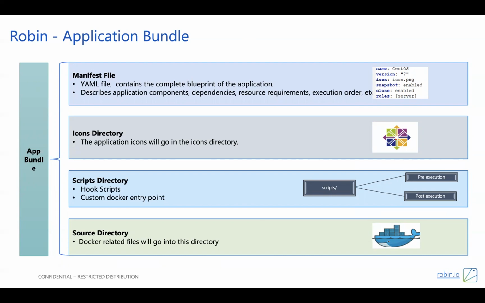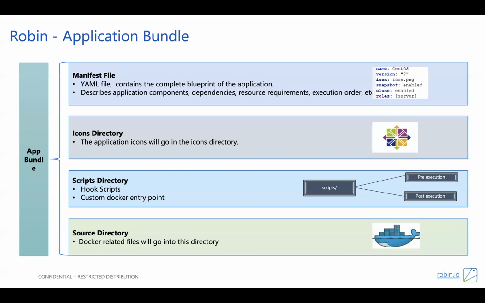So it's a single file with the entire definition of the application, compared to having it across multiple files. Then you can have an icons directory. Then there could be a scripts directory, where you could have certain tasks to be executed pre-execution and post-execution. After deployment, you want to do certain checks, or before taking a snapshot, you want to do something, or after taking a snapshot, you want to perform certain tasks on the application. Those can be written under the scripts directory.